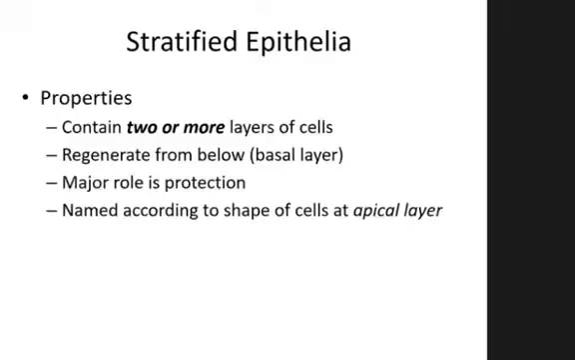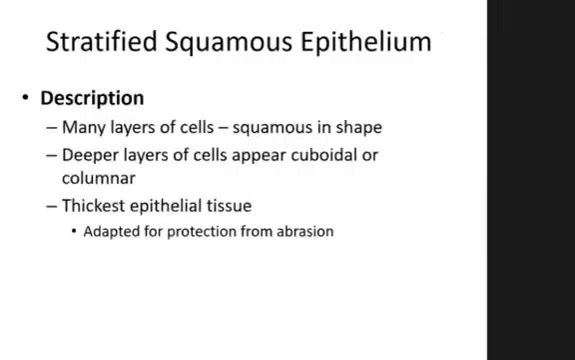Now, the stratified type is 2 or more layers of cells. Okay, that's your stratified type. So we generate from the bottom, and the major role is protection. And the name of that layer is according to the shape of the cells located at the top layer, the apical layer. So we have the stratified now, okay? And the first one is going to be stratified squamous epithelium, and that's located at the skin.